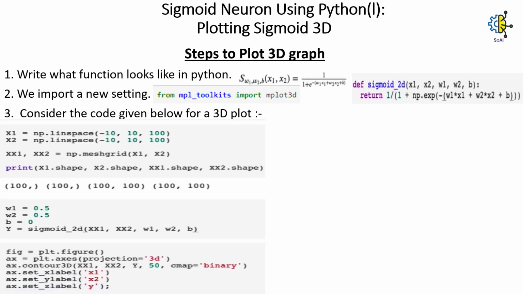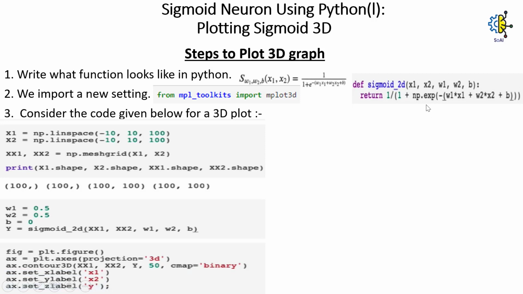In this slide, we are going to learn the steps to plot a 3D graph. In the previous slides, we learned how to plot a 2D graph, and here we are going to learn how to plot 3D graphs. So write what the function looks like in Python. This is the function, and this is how it will look in Python.